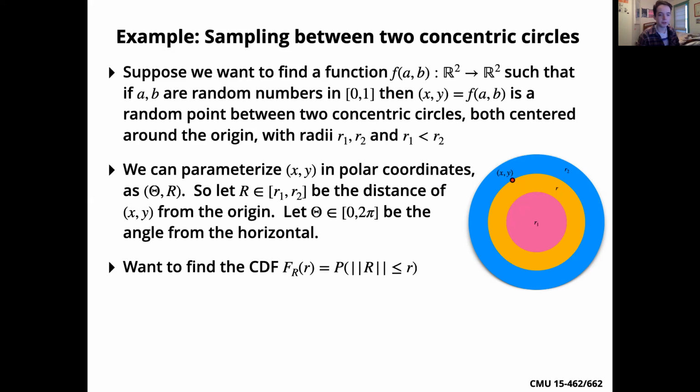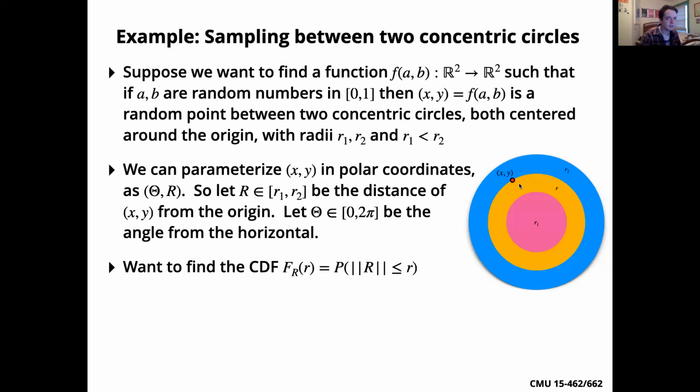Okay, so with polar coordinates, we want to find the CDF. What is that? That is the probability that big R, so we're selecting a random point here, given any random point in between the two circles, is less than or equal to little r, which is the actual radius here. So how do we do that? Does anyone have any ideas? I'll give you a few seconds for this.